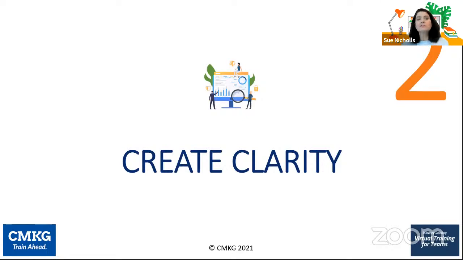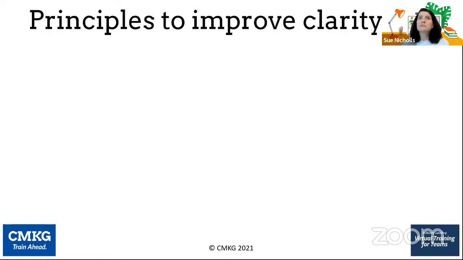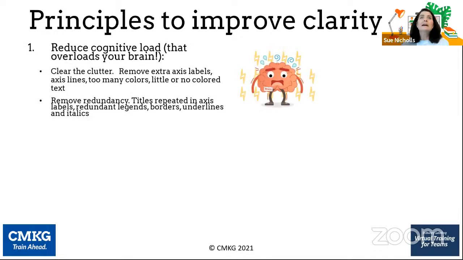The second thing is improving your clarity. There are some simple principles to improve clarity. First of all, reducing cognitive load. I talked about this a little bit previously. This means the stuff that overloads your brain. So when you're creating graphs, clear the clutter. Don't have extra axis labels or axis lines. Don't have lots of colors in. Don't use colored text.